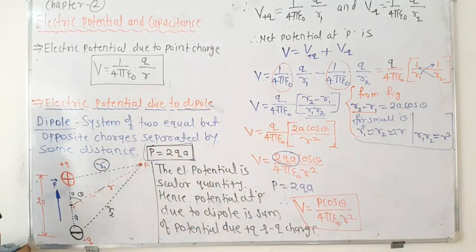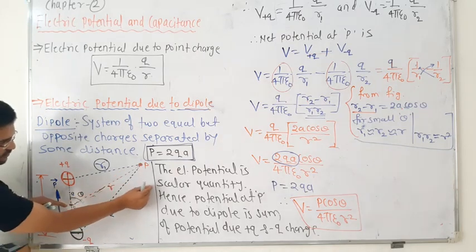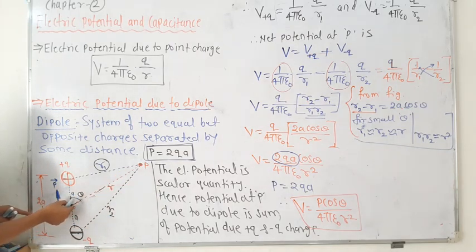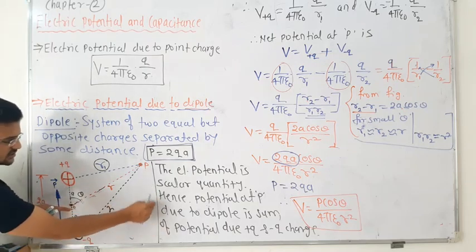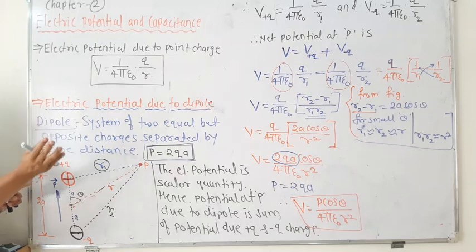So this is the potential due to a dipole at any point. If you change this point somewhere here, exactly in the middle, the angle becomes 90 degrees. As you change this point P, the angle keeps changing.